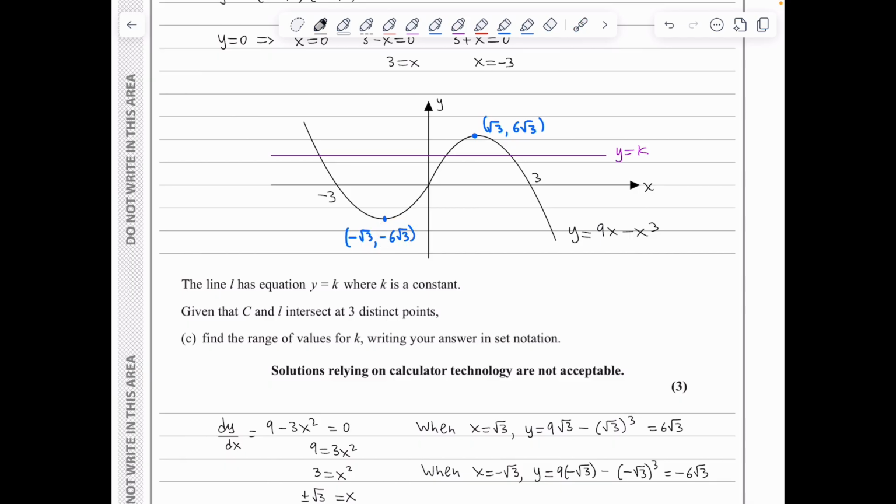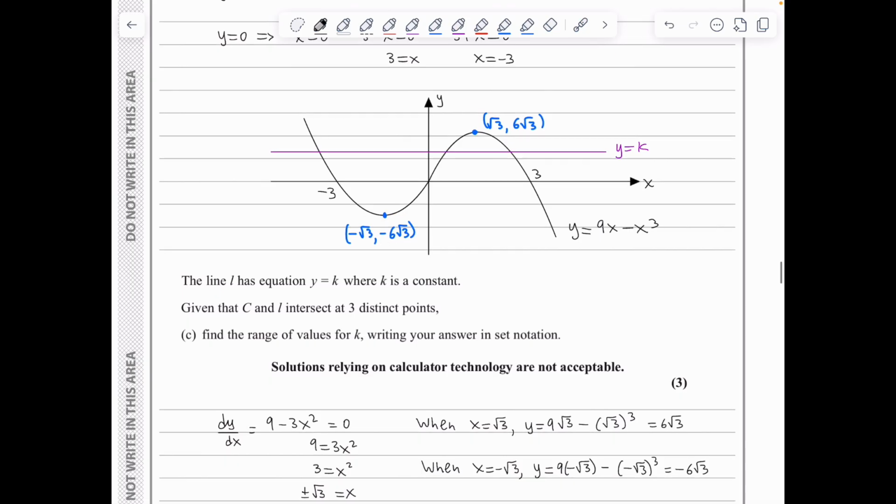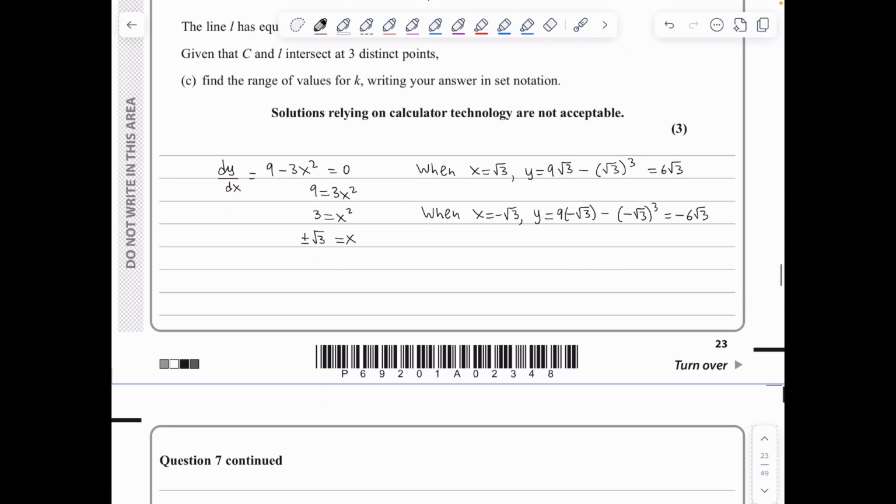And we need to give our answer in set notation. So my answer is that we've got k such that k belongs to the reals, so k is a real number, and minus 6 root 3 is less than k, which is less than 6 root 3. Be careful here, both of the inequalities should be strict.